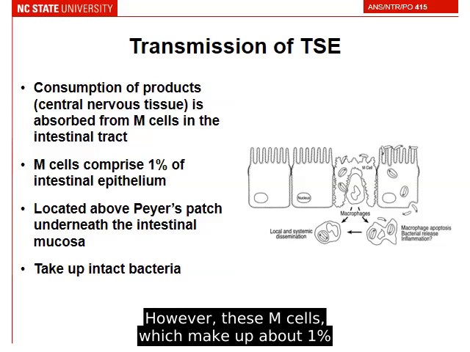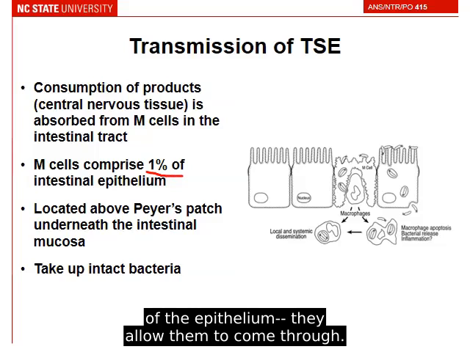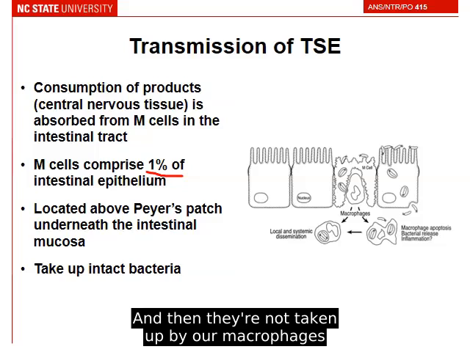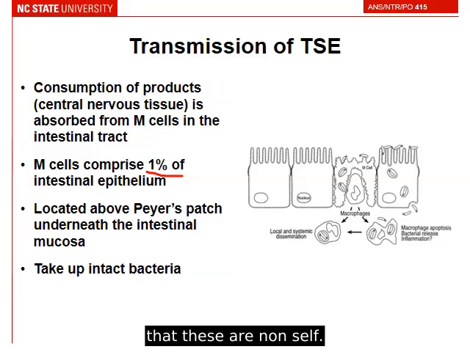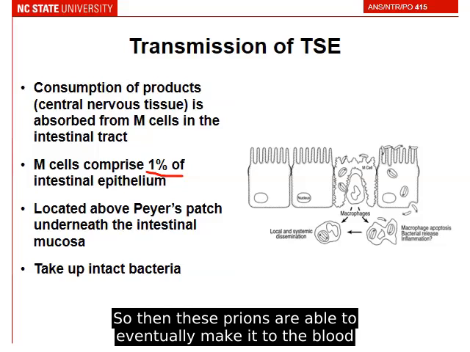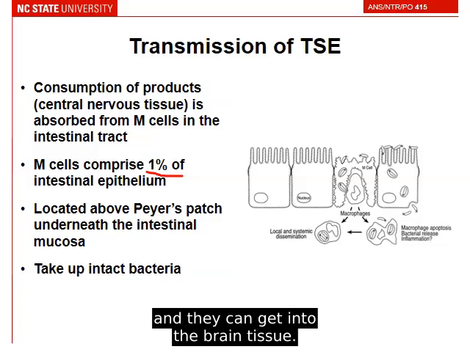However, these M cells, which make up about 1% of the epithelium, allow them to come through, and then they're not taken up by our macrophages because there's no way for our macrophages to identify that these are non-self. So then these prions are able to eventually make it to the blood, and they can get into the brain tissue.